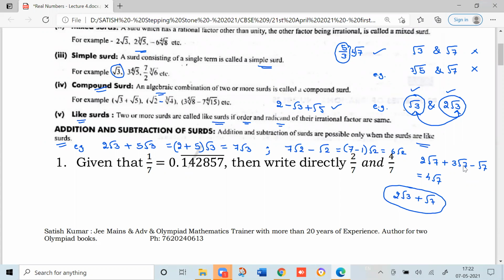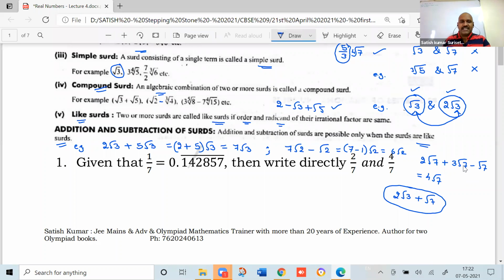Next. Given that 1 by 7 equals 0.142857, you know how to calculate this by dividing. Now that means here these 6 digits are continuously repeating. Then write directly 2 by 7 and 4 by 7 using this, without the division method. Now calculate and tell me this. 2 by 7 and 4 by 7.